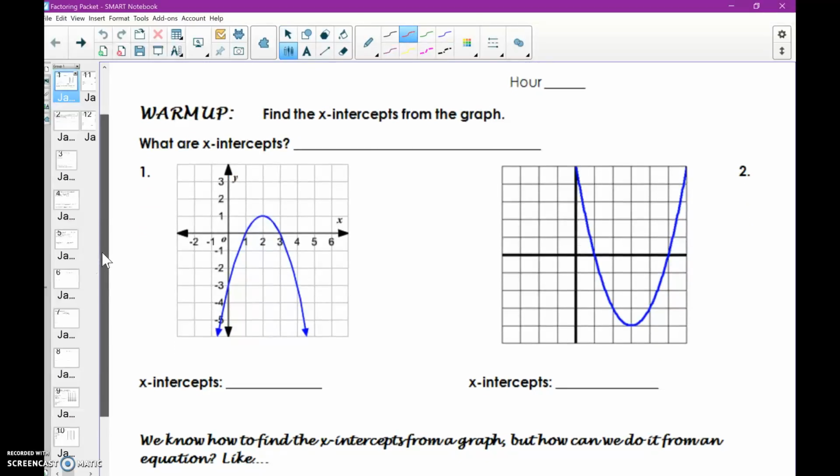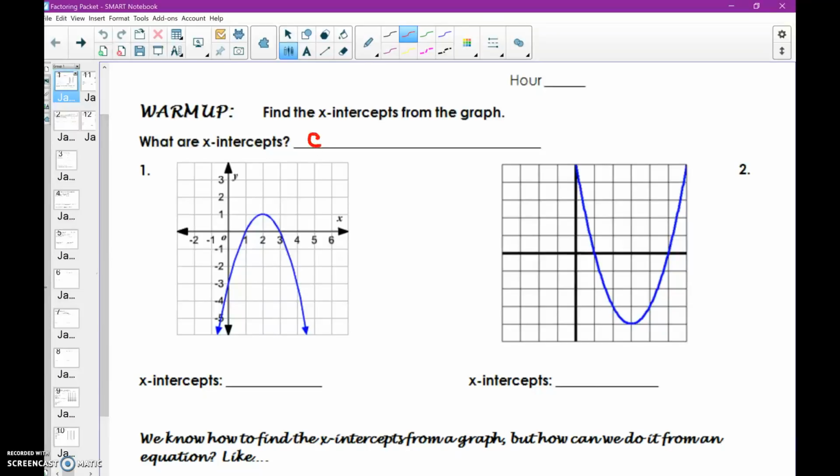First thing is x-intercepts. Remember that those are where the graph crosses the x-axis. Generally there are 2 points, but you can sometimes have 1 or even 0. And then obviously if it's a y-intercept, that's where it crosses the y-axis.